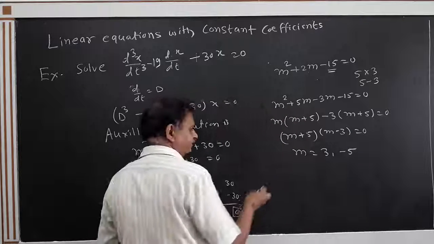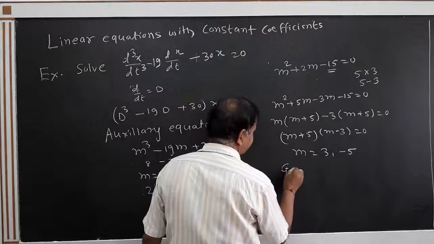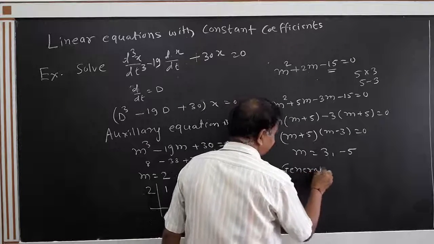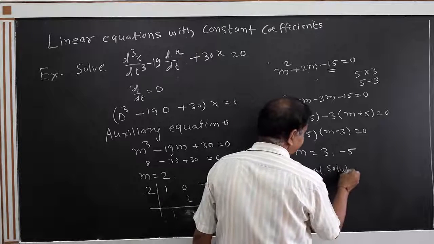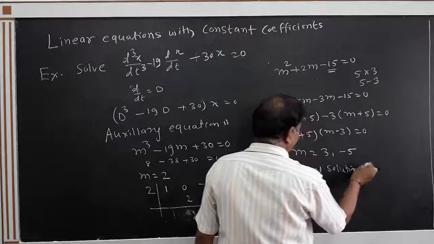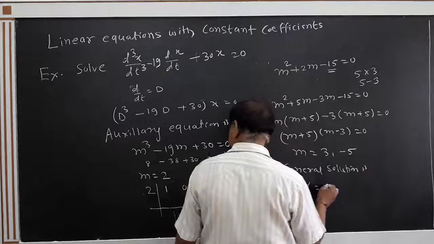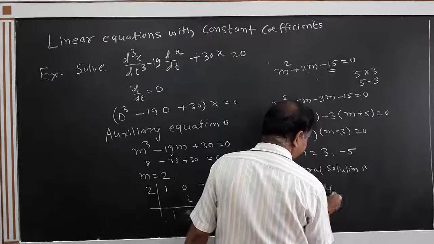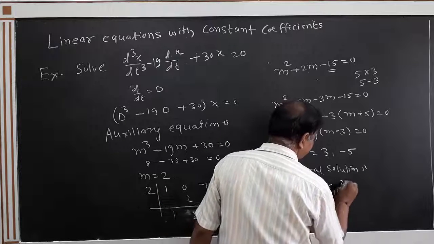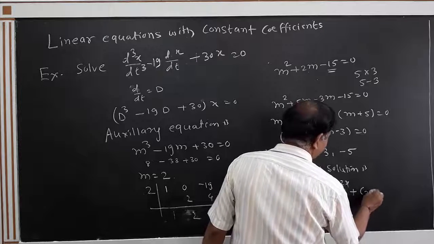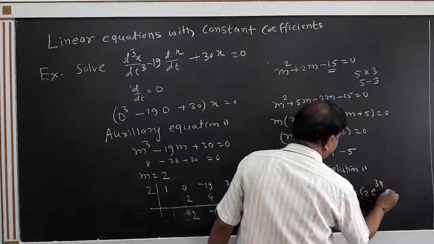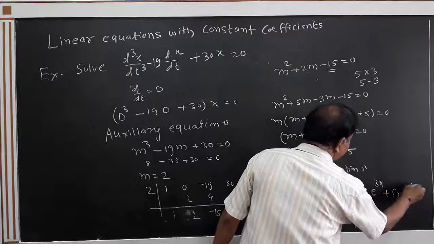The first root is 2. Therefore, the general solution is y equal to c1 e raised to 2x plus c2 e raised to 3x plus c3 e raised to minus 5x.